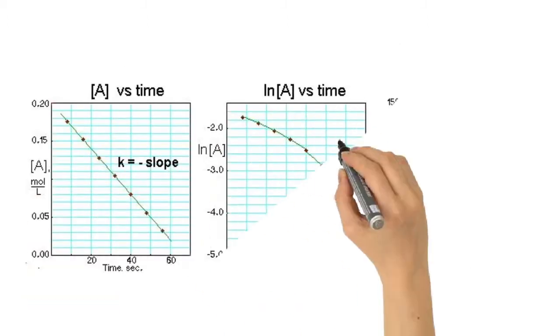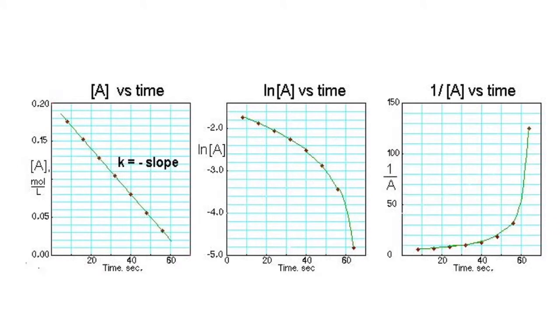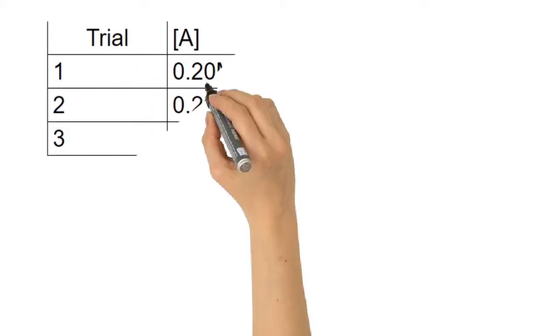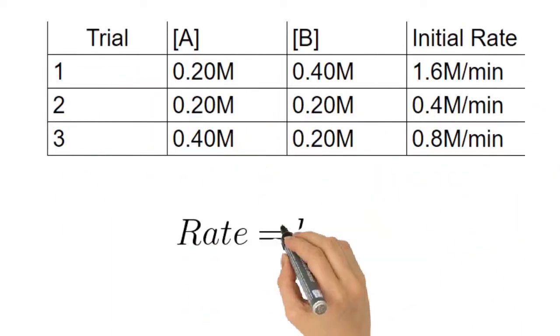To determine the order in an integrated rate law, 3 graphs can be plotted. If the concentration versus time graph is linear, the order is 0. If the natural log versus time graph is linear, it's order 1. And if the 1 over concentration versus time graph is linear, the order is 2. Remember, the order of a reaction can only be determined by experiment, not by the mole ratios in a balanced equation. Now, let's look at a reaction with 2 reactants instead of just 1.